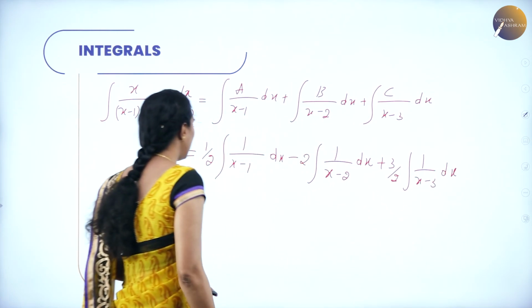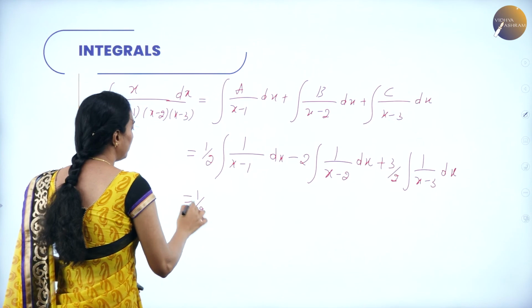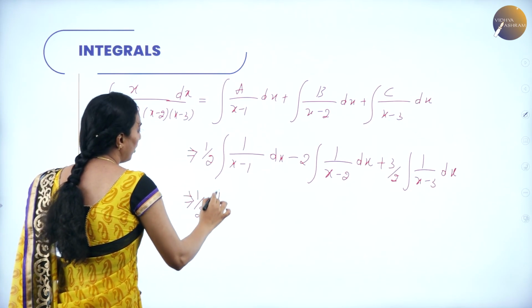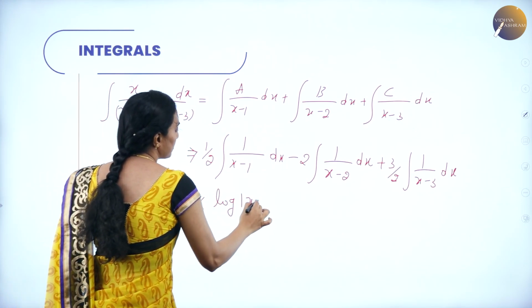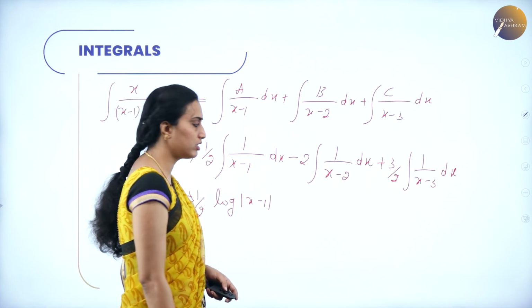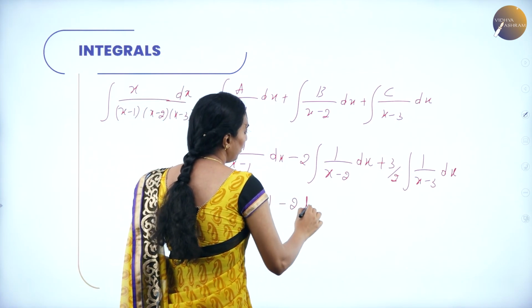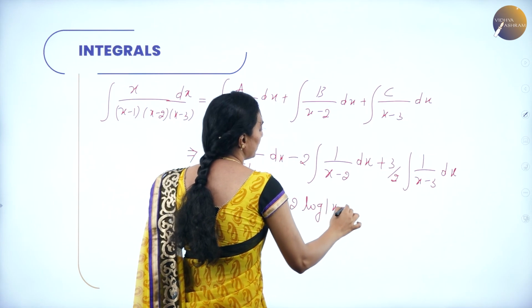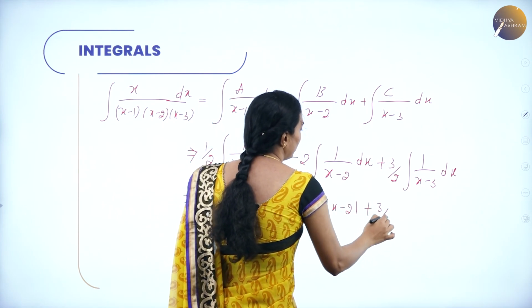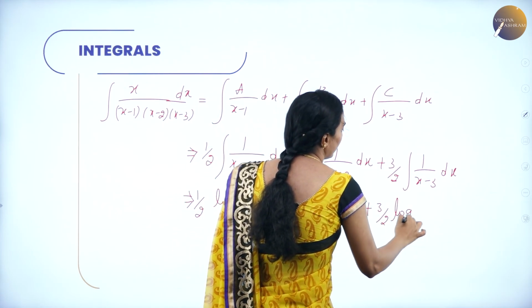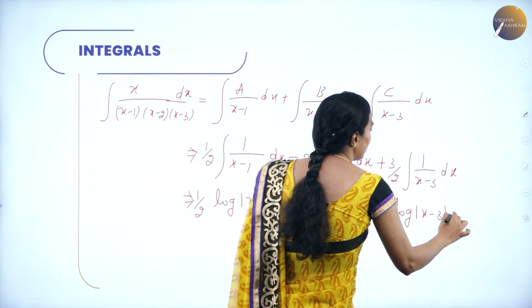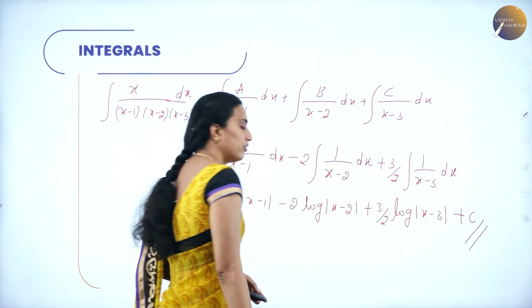Now you can integrate this easily, which implies 1 by 2 into log of modulus of (x minus 1) divided by coefficient of x, which is 1, minus 2 into log of modulus of (x minus 2), plus 3 by 2 into log of modulus of (x minus 3) divided by 1, plus c. And this is your final answer.